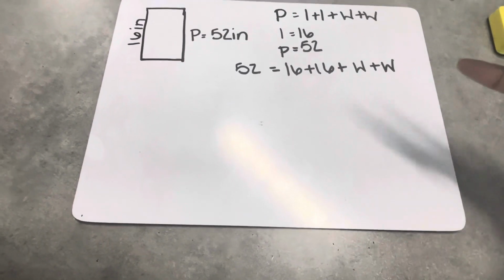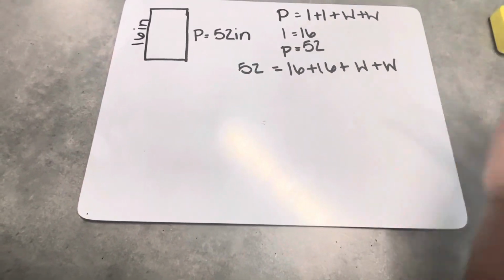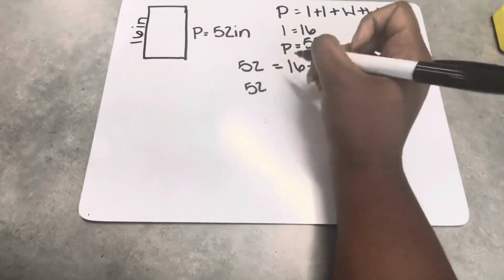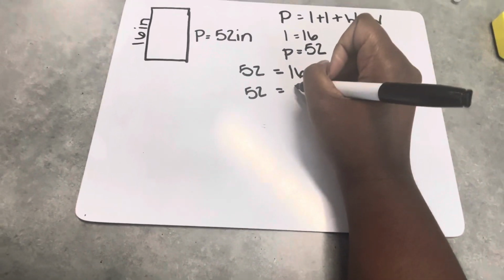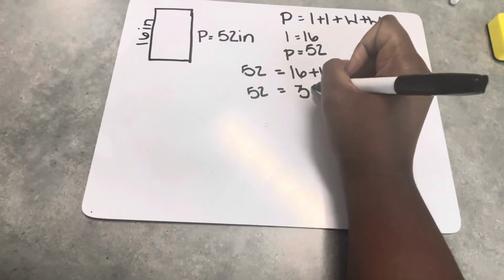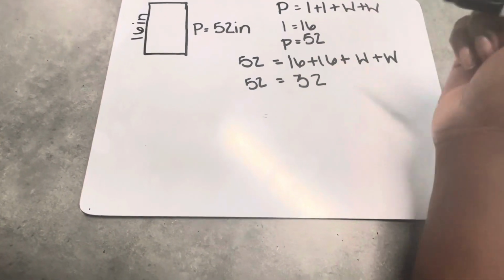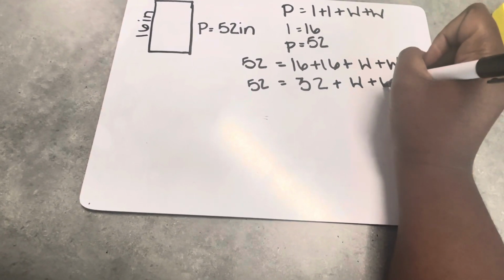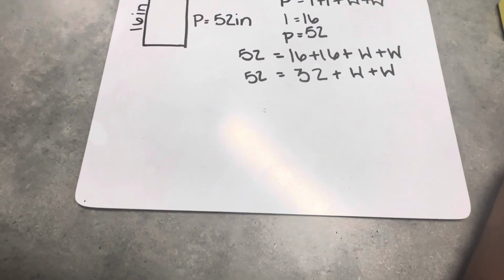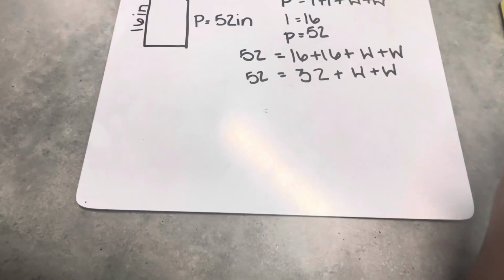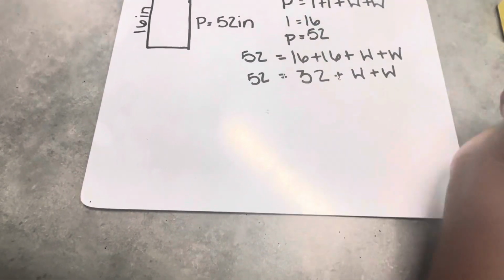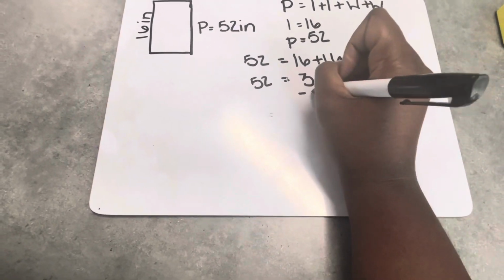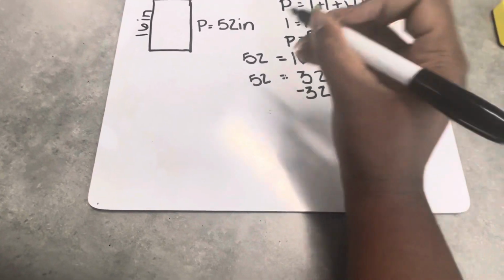So let's think. We're going to add these two numbers up because we know we have two lengths. Let's figure out what that is. So we're going to rewrite our numbers. We know 52 is equal to 32, because I just added 16 and 16, so I know it's 32 plus W plus W. So I'm going to get these W's by themselves, okay? This is a positive number, so we're going to subtract it from each side so we can figure out how much we have left. So I have 32.